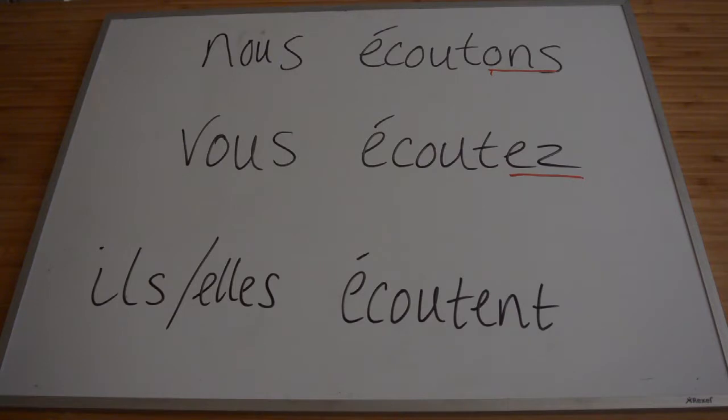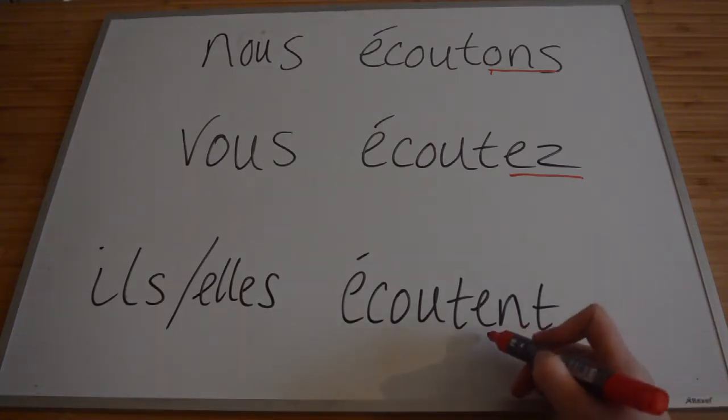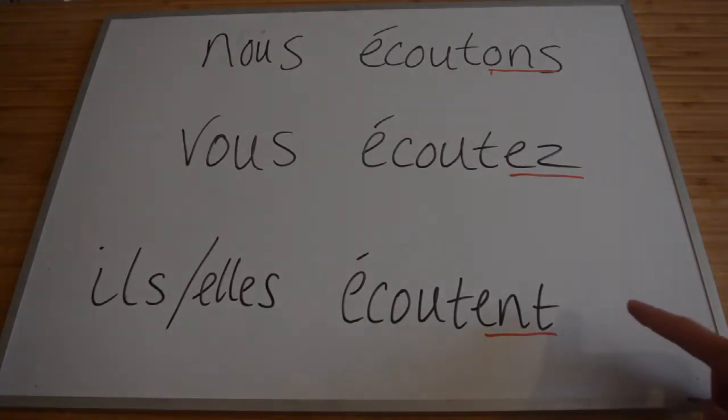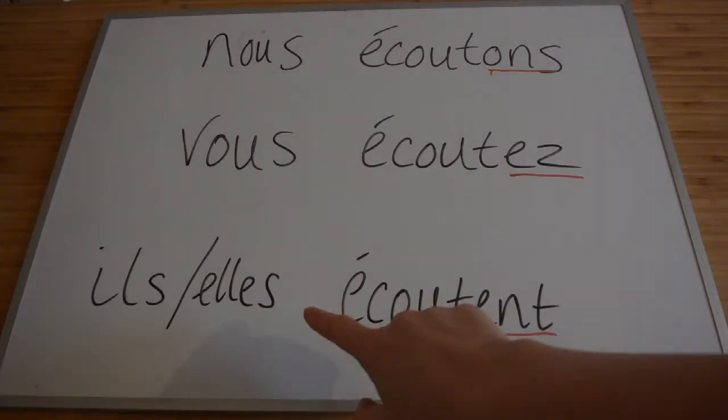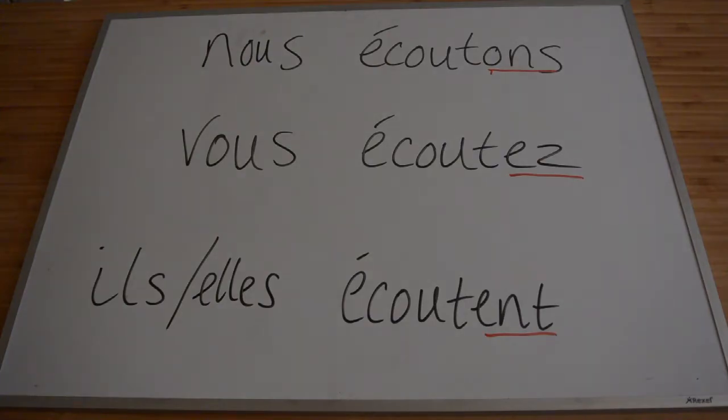And finally, for ils and elles, which means they, you take off the ER and add ENT. Now, with the pronunciation here, the ENT, you don't actually pronounce. So it's ils or elles écoutent. You don't pronounce that ENT.